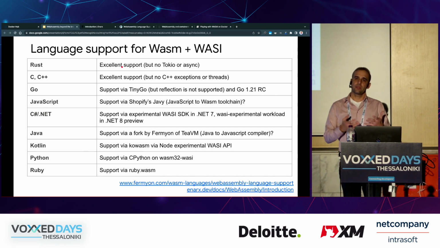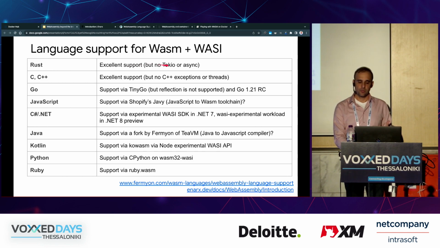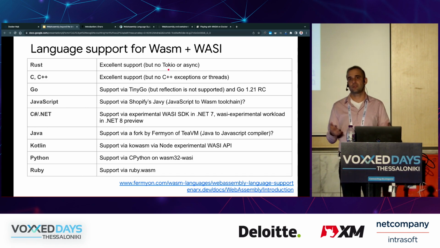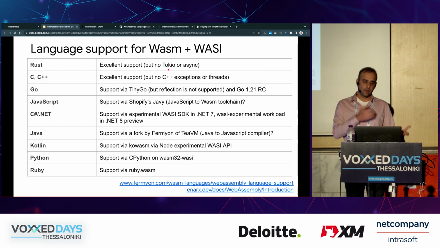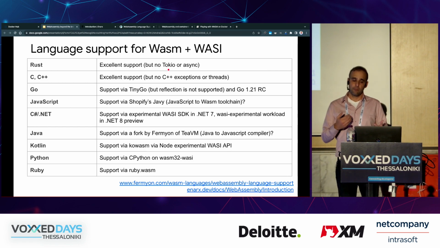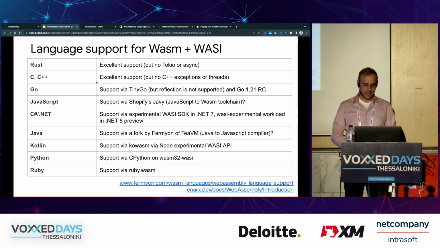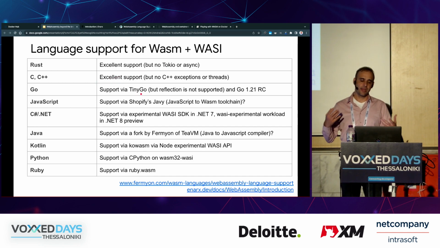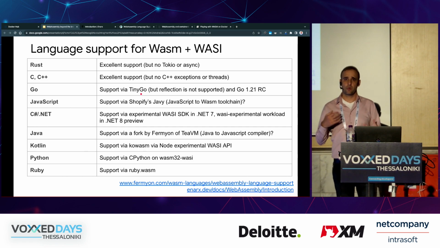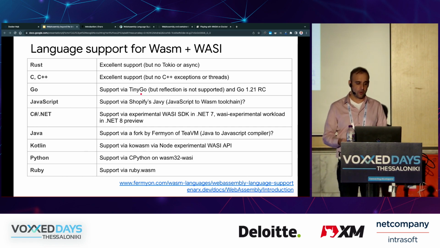But you are living within the limitations of WASI, which means that there's no multi-threading, because multi-threading is not supported yet, which means that you cannot use a framework called Tokio in Rust, which is the framework that most people use. So no Tokio or async support in Rust. C and C++, excellent support, but you cannot use C++ exceptions, right? So without exceptions, it's going to be difficult. Go is excellent support, they say, but it's supported by a project called TinyGo, and TinyGo doesn't support reflection. So if you need reflection, it's not going to work.